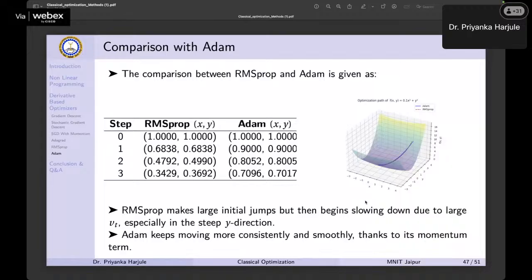As I told you, RMS prop makes large initial jumps but then begins slowing down due to large v t, especially in the y direction. Adam keeps moving more consistently and smoothly because of the momentum term.